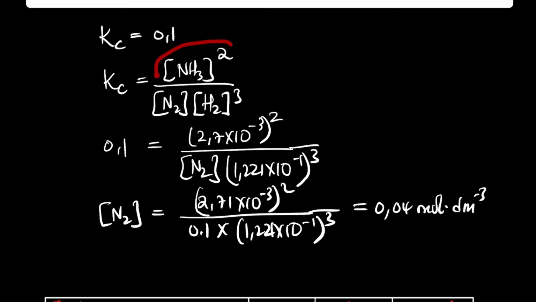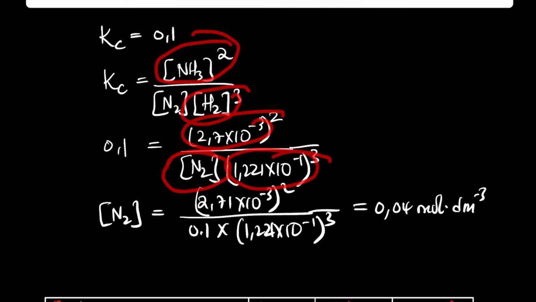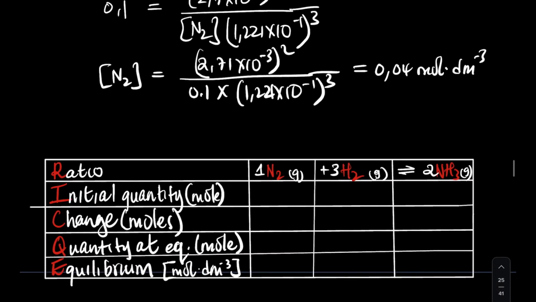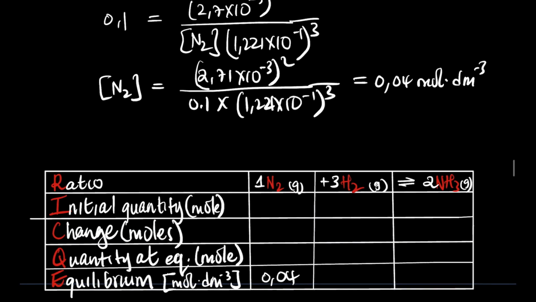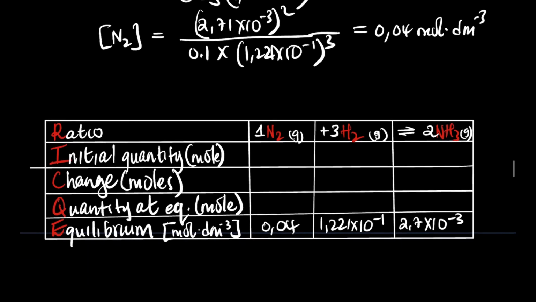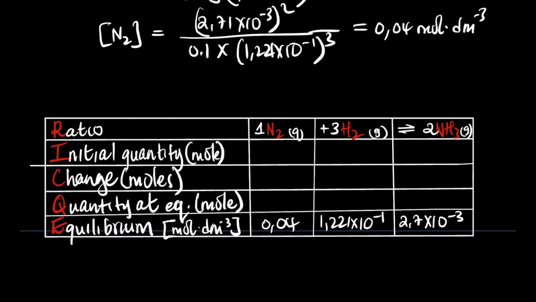We were given the concentration of ammonia and the concentration of hydrogen, but we were looking for this one at equilibrium, right? We got the concentration at equilibrium. That means we can go back to our table, the traditional way, and substitute there. The nitrogen that we just got is 0.04, the hydrogen is 1.221 times 10 to the power negative 1, and the ammonia is 2.7 times 10 to the power negative 3, right?